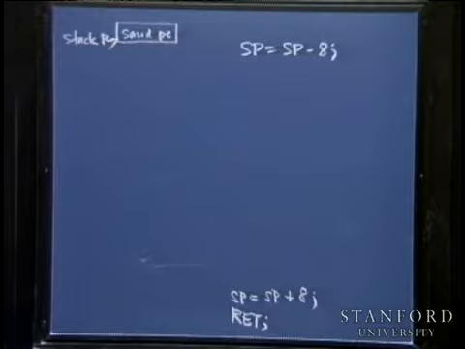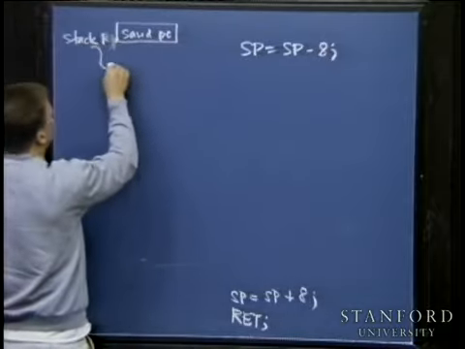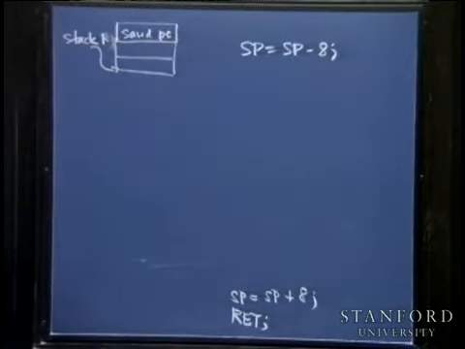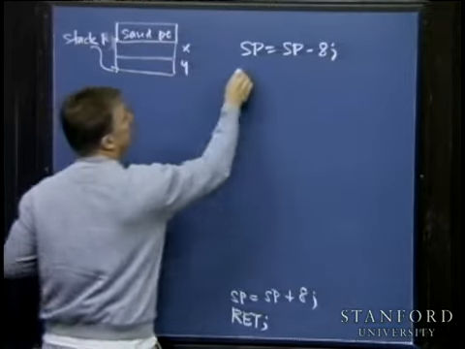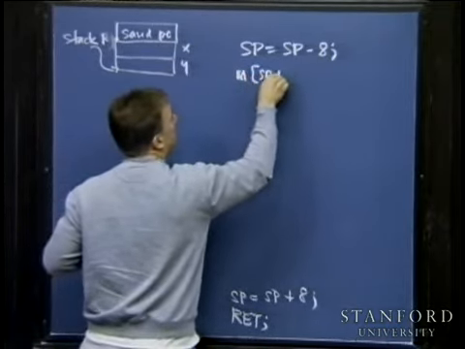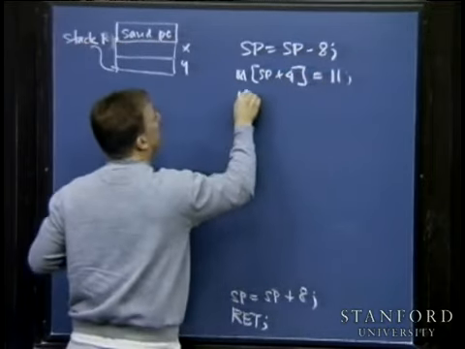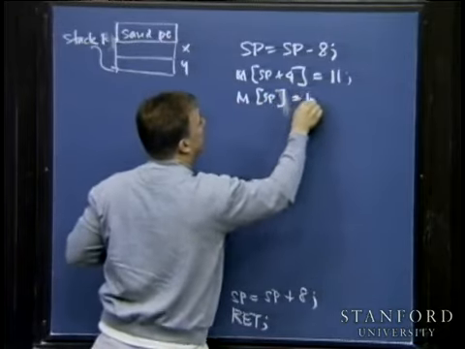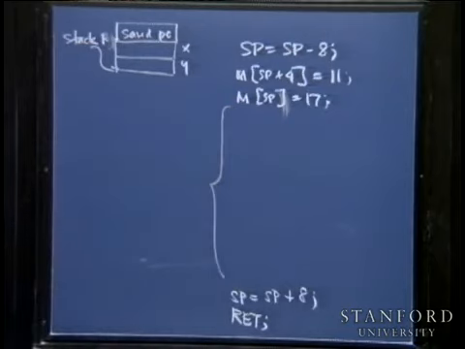Now I'll concern myself with this right here. This brings the stack pointer down to introduce those 8 bytes. X is above Y. So this instruction right there translates to m of sp plus 4 is equal to 11. Then m of sp is equal to 17.